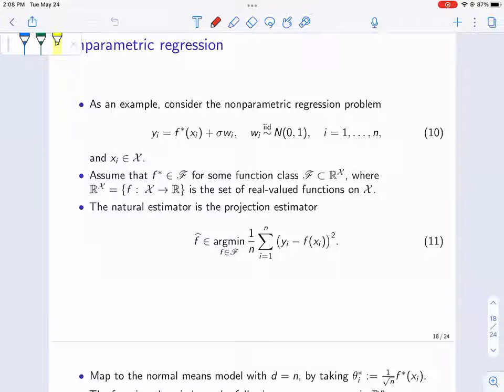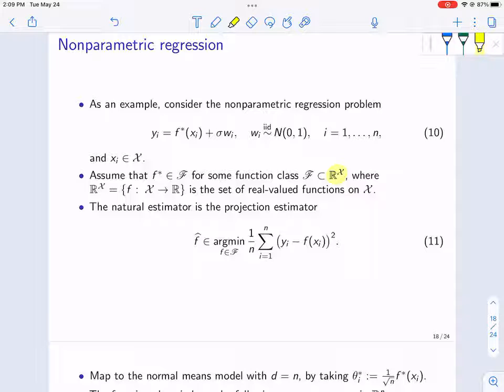So connecting the idea from basically non-parametric regression to the normal means model. If you have a non-parametric regression model like this, the observations are y_i's, the true function is f star. X_i's can be in a general space, usually a subset of R^d for us. And you assume that f star is in some function class, a subset of R^X. This is my notation for the class of all real valued functions on X.